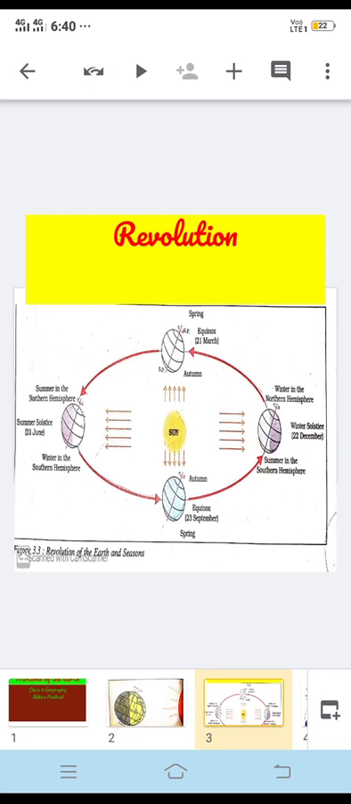So it takes 365 days approximately. Of course, there are more 6 hours also to revolve around the sun.